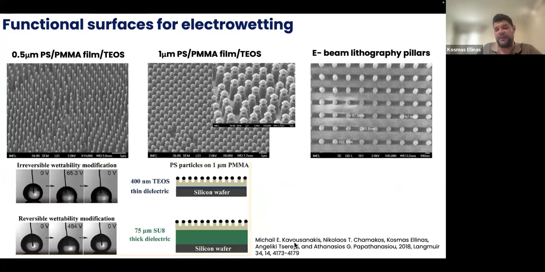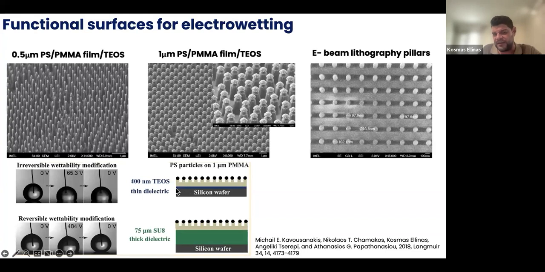Here I'm showing you another application in which we want to have surfaces that can respond as hydrophilic or hydrophobic depending on the voltage applied between the liquid and the surface. This phenomenon is known as electrowetting. So here, by tuning the pillar's profile, but also the thickness of the dielectric layer between the pillars and the silicon wafer, you could have reversible or irreversible changes of the wettability.